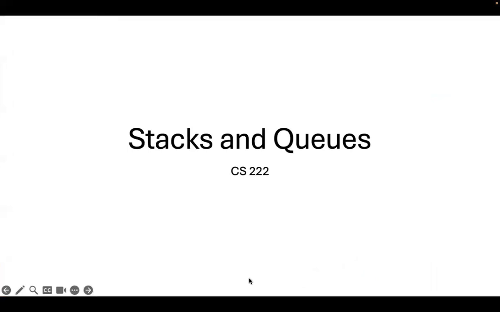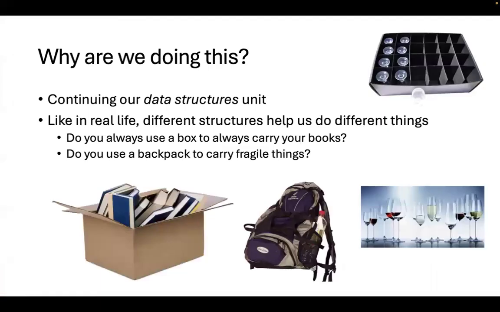Okay, so we've talked about linked lists, which are a fairly basic data structure. And now we're going to talk about stacks and queues. And so these are different kinds of data structures that do different things. So we're continuing talking about how we store data in a way that makes sense. And the reason we're doing this is, like in real life, different structures help us do different things.